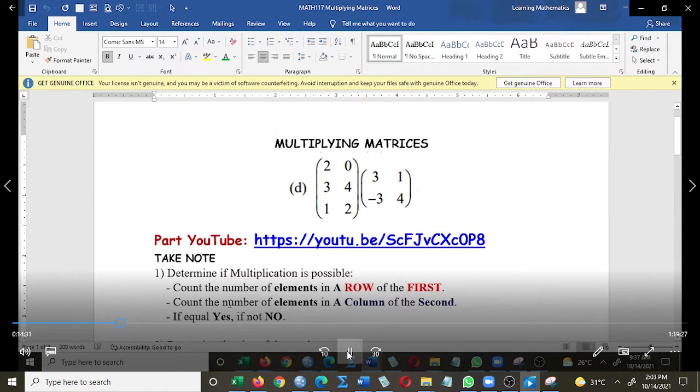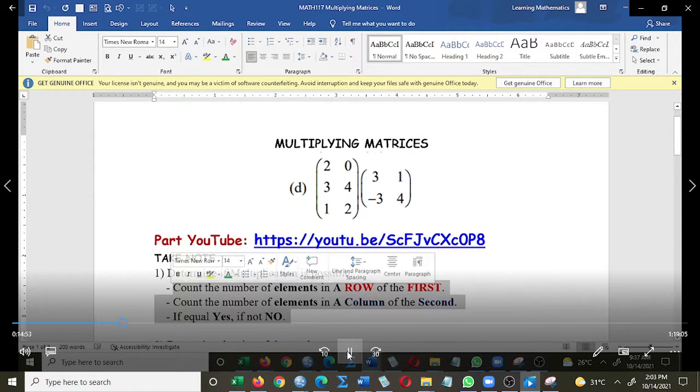Take note. To determine if multiplication is possible, you have three things. Count the number of elements in the row of the first. Count the number of elements in the column of the second. If equal, yes. Let me copy this. Oh no, I'm not going to copy it. I'm just going to put it side by side.